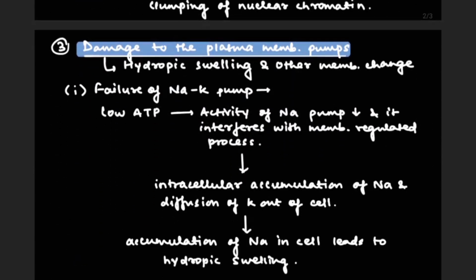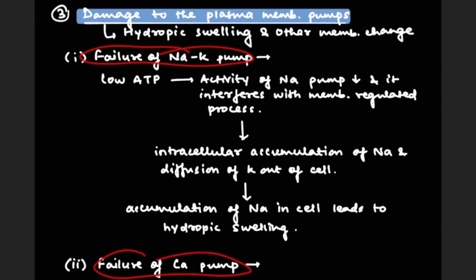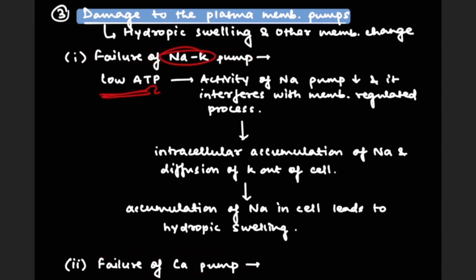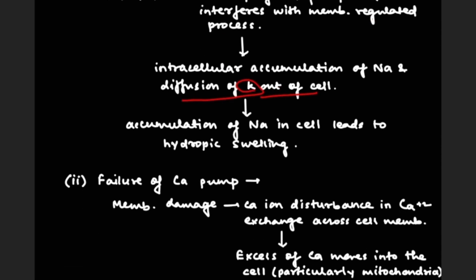Now we are going to see about damage to the plasma membrane pumps. So basically there are two pumps. First is sodium potassium pump and second is calcium pump. So in the sodium potassium pump, with low ATP, the activity of sodium potassium pump decreases and it interferes with the membrane regulated process. There is intracellular accumulation of sodium and diffusion of potassium out of the cell. Then accumulation of sodium in the cell will lead to hydropic swelling.